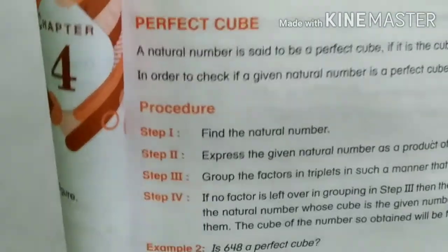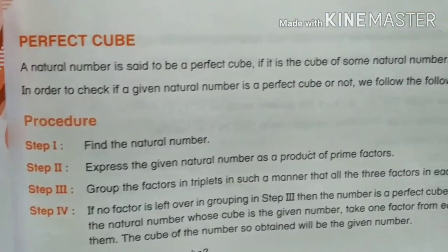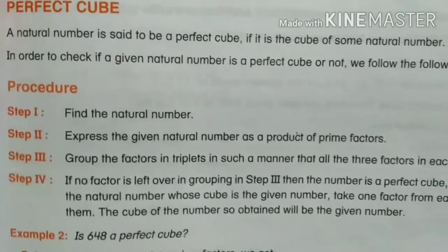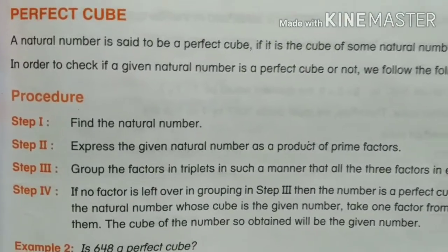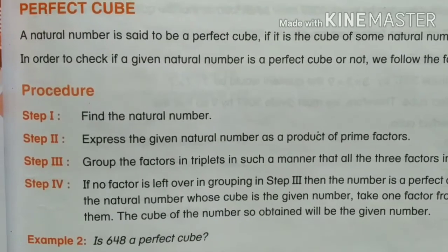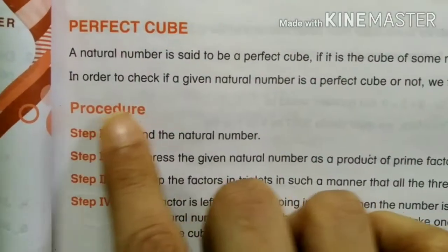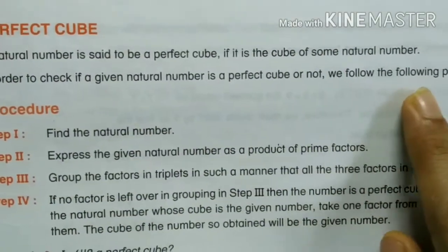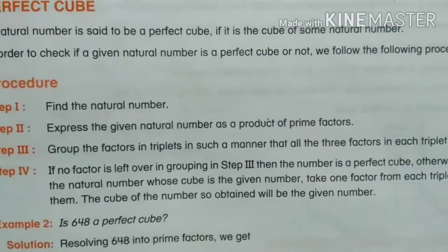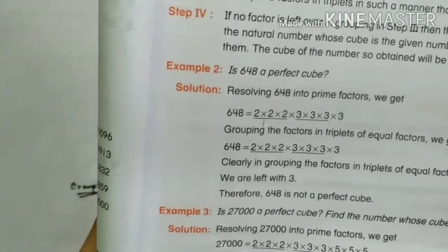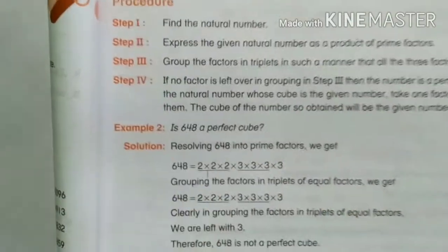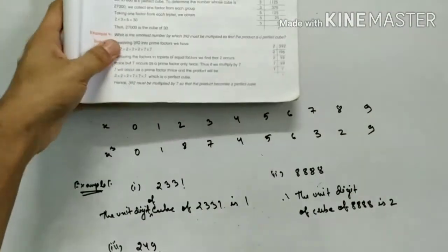Next, perfect cube. A natural number is said to be a perfect cube if it is the cube of some natural number. In order to check if a given natural number is a perfect cube or not, we follow the following procedure. So first you see example 2. We will do from example 2, asking: is 648 a perfect cube?